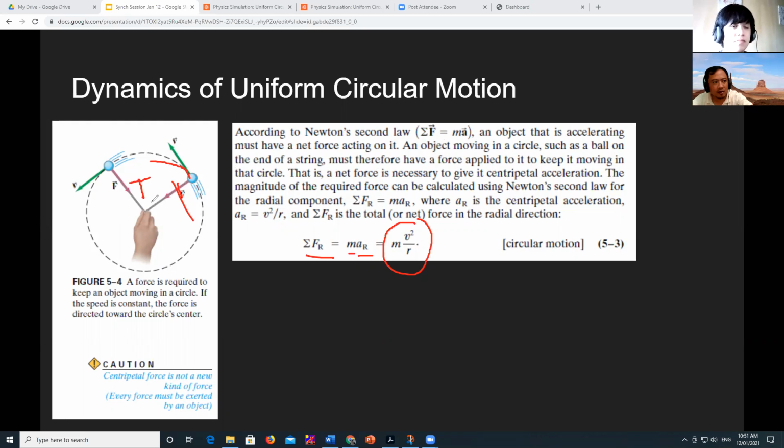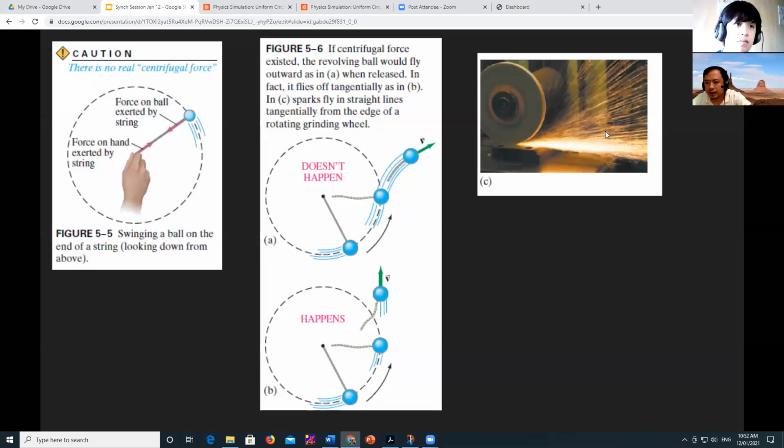So it's usually a favorite example in conceptual questions. If you cut the string, where will the ball go? It will go straight; it will not continue in a circle, because there is no more force. Okay? So there. Okay, next.